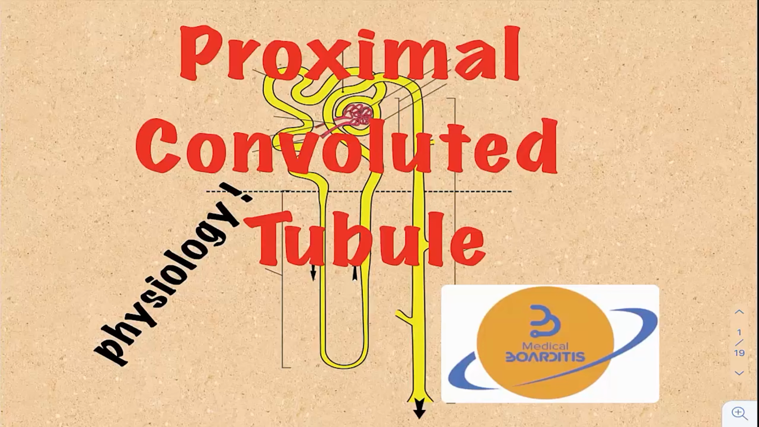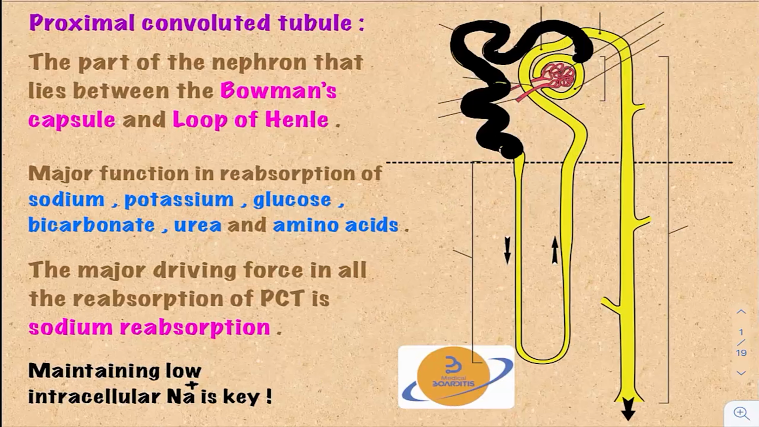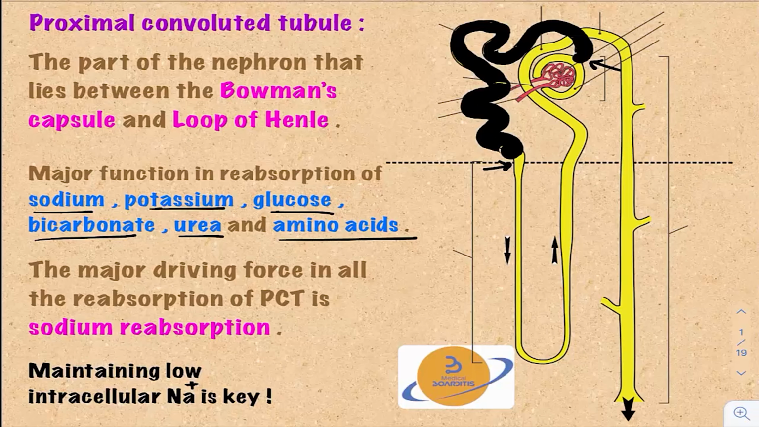So let's get started. The proximal convoluted tubule lies between the Bowman's capsule and the loop of Henle. The major function is the reabsorption of a lot of important nutrients, including sodium, potassium, glucose, bicarbonate, urea, and amino acids. The major driving force for the reabsorption of all these nutrients is the sodium reabsorption.